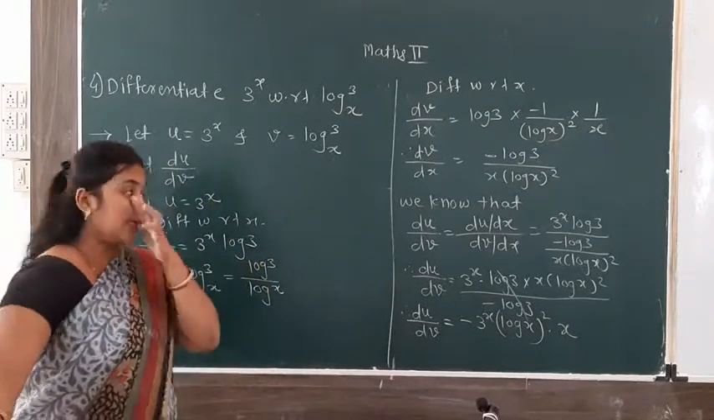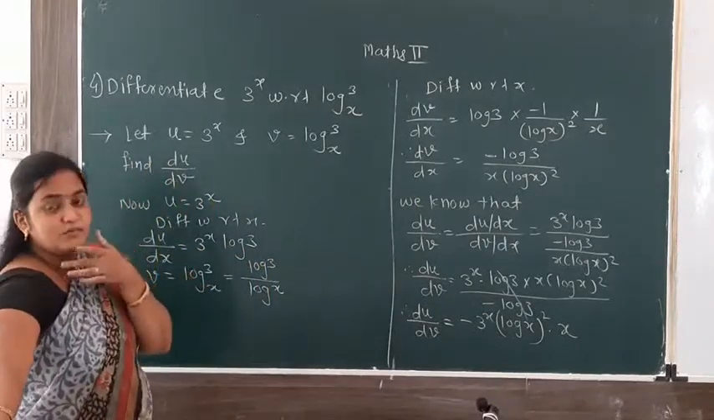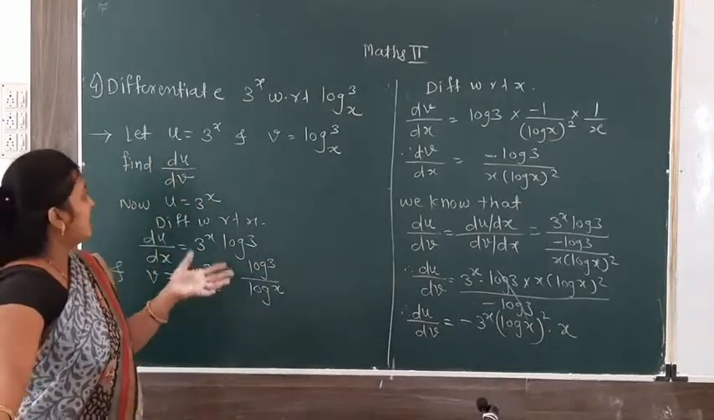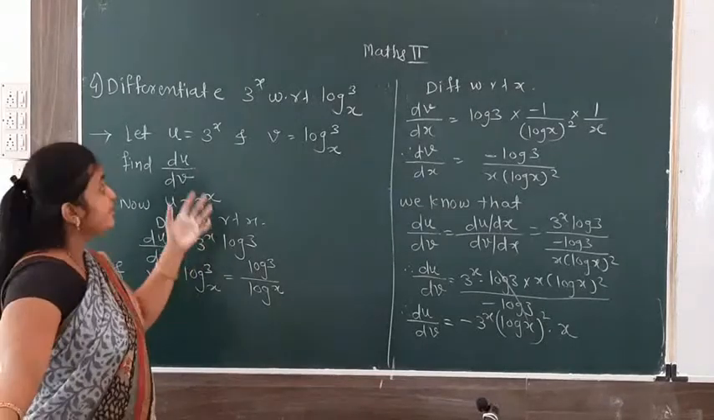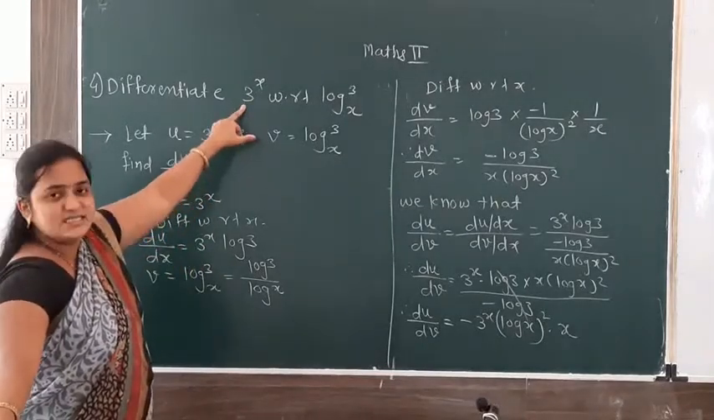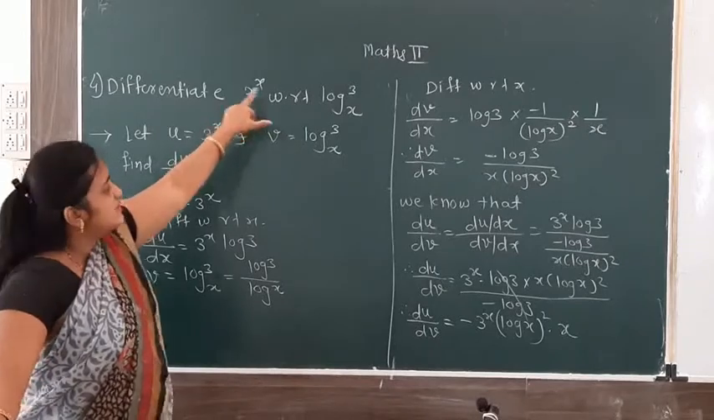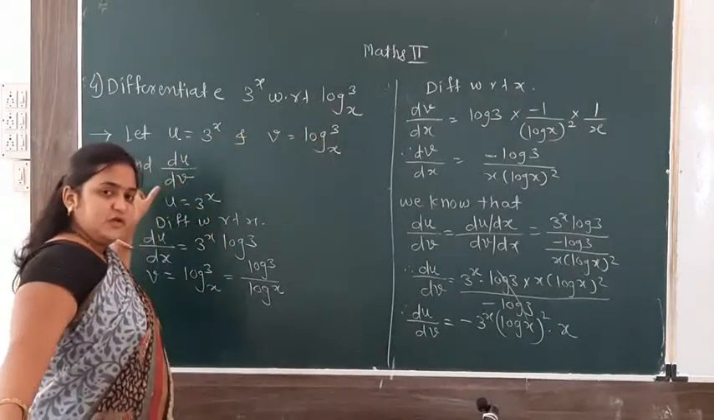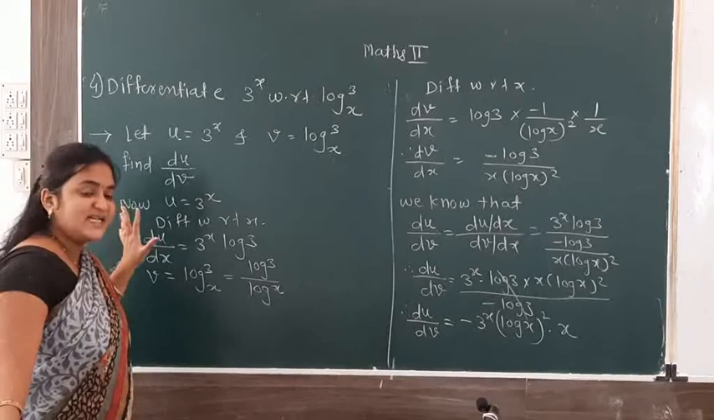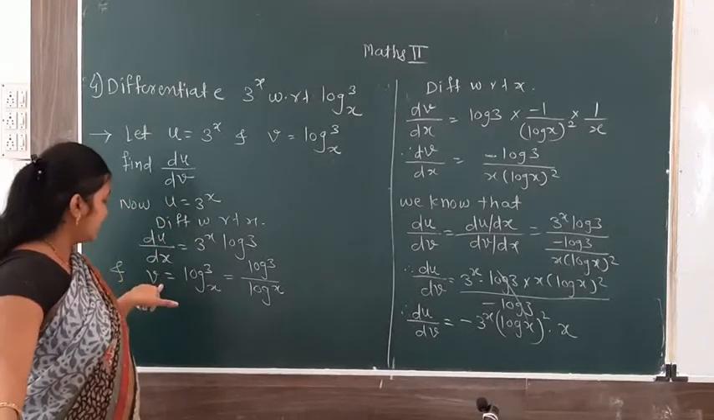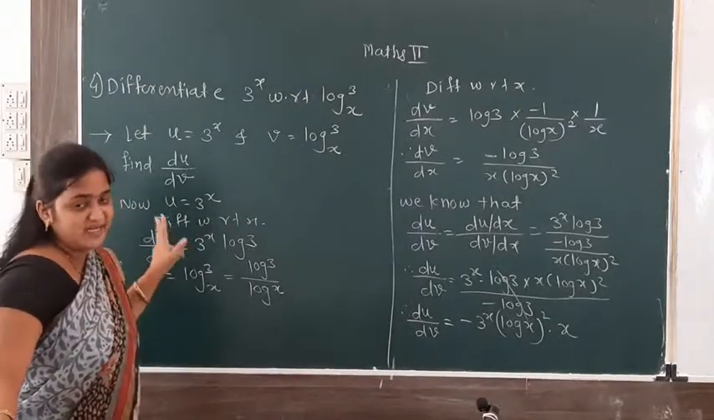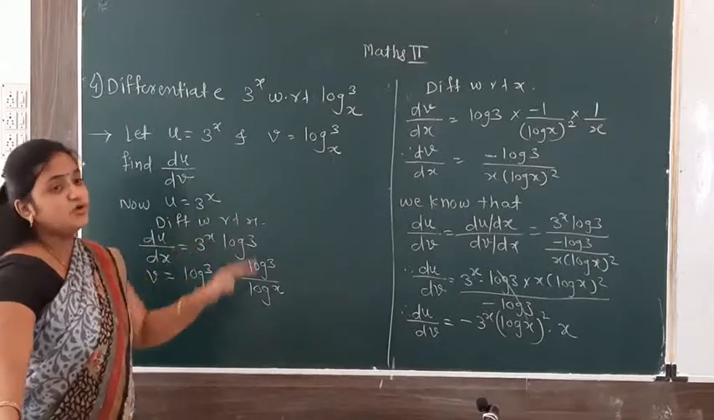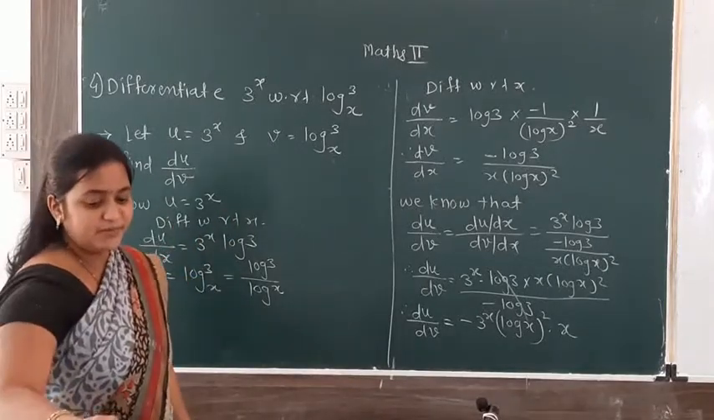I hope you understand. This type of question is asked in board exams or any exam, and that time we solve it this way. First we substitute these terms: first is u, second is v. Then we find the derivative of u with respect to v. That time we find the derivative of u with respect to x, and the derivative of v with respect to x, and then you use the parametric form. Now one more example.